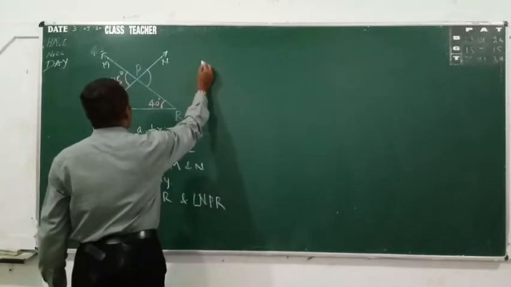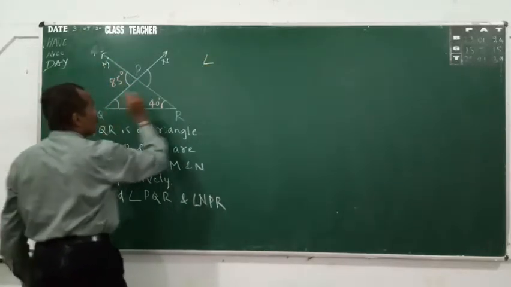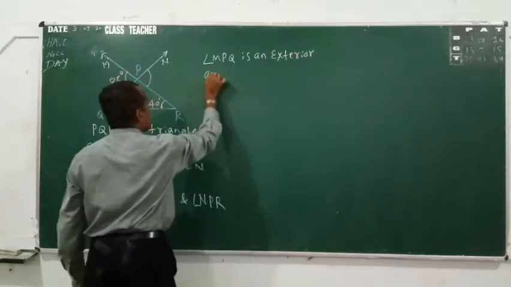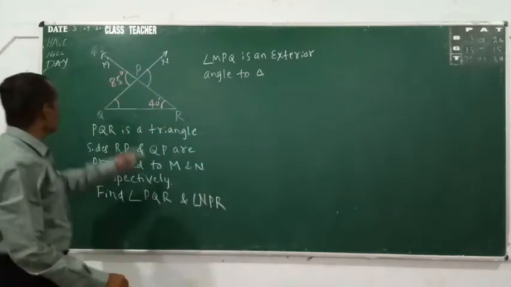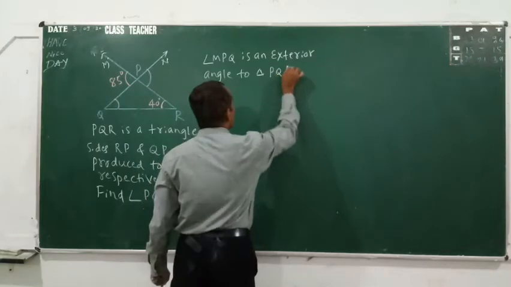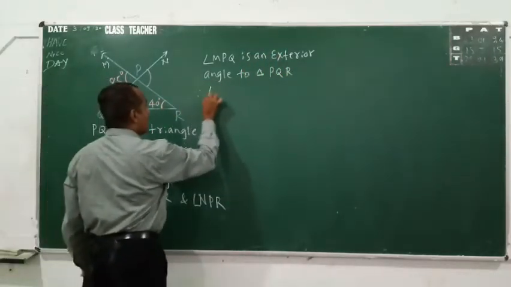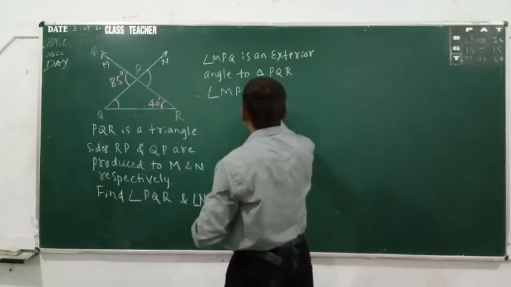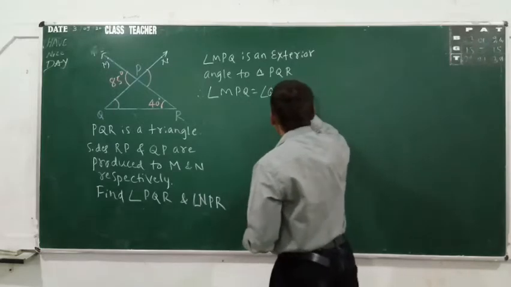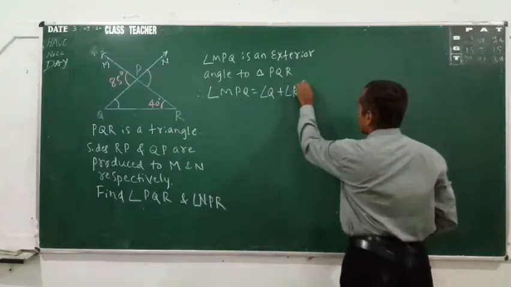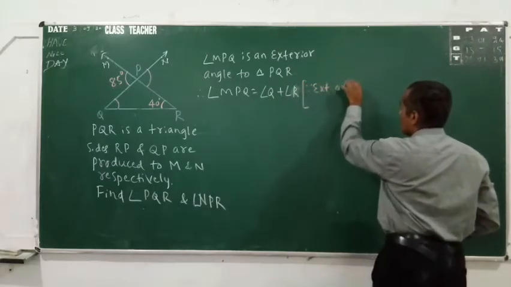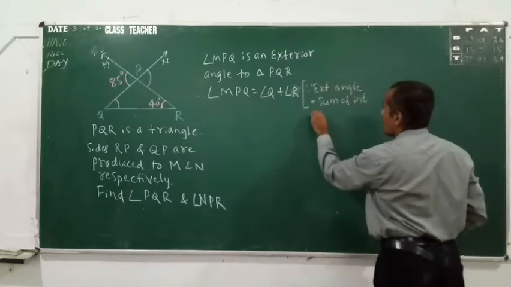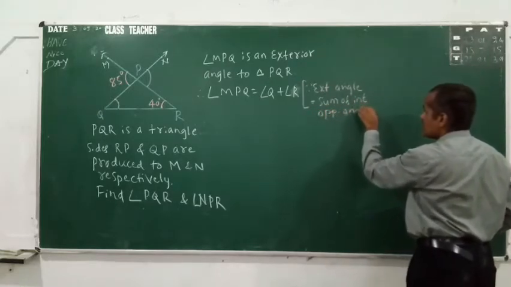Come on, how to start? Angle MPQ is an exterior angle to triangle what? To triangle PQR. Therefore, angle MPQ is equals to angle Q plus angle R. You can write the reason. This is because exterior angle is equals to sum of the interior opposite angles. This reason you can write it.